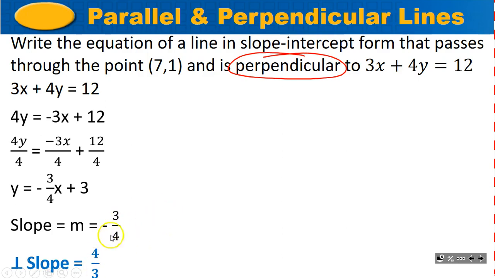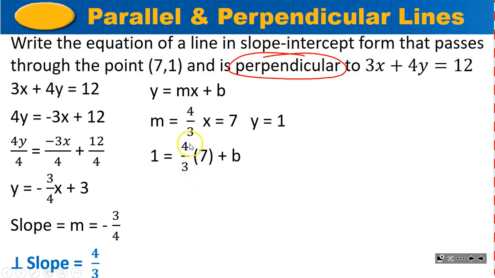Now that is the slope that we're going to use to plug back into the equation y is equal to mx plus b with this x of 7 and that y of 1. So we've got 4/3 as our slope, we've got 7 and we've got 1, and we're going to plug these back into that equation. So we're going to put 1 in for y, 4/3 in for m, 7 in for x.